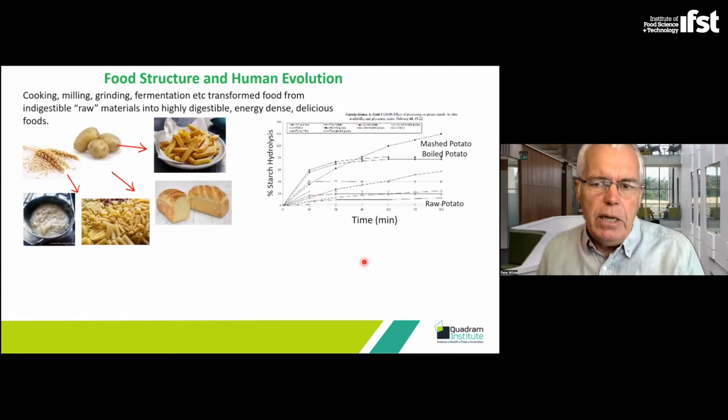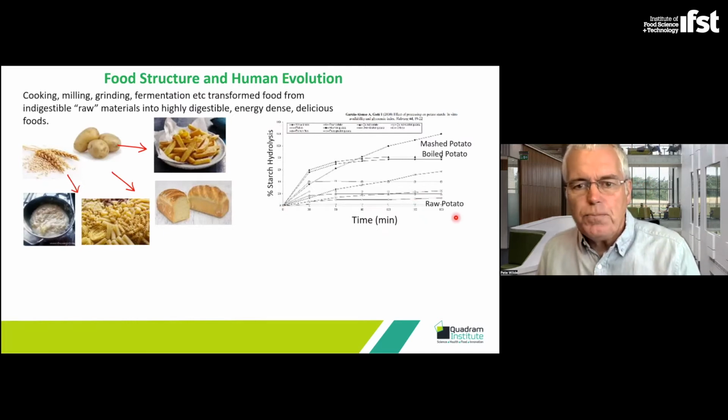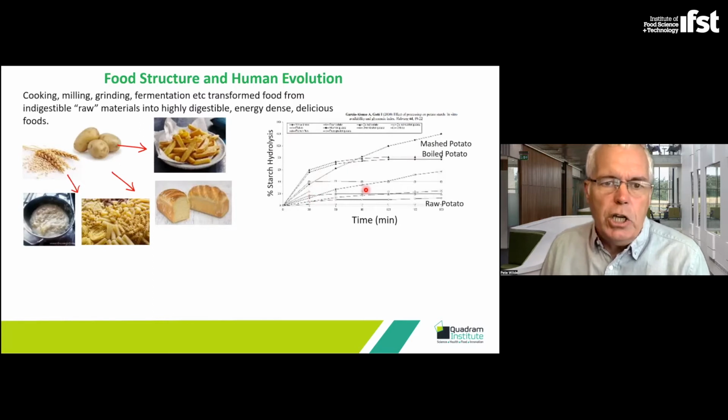An example here is a classic example where you can see the amount of starch that has been hydrolyzed within potatoes. Raw potato starch is not digestible. But as soon as you process it, you cook it, you mash it, you make it into crisps, whatever, the vast majority of that starch becomes available, and you instantly transform the nutrient content of that food without changing the actual composition, purely by cooking it.